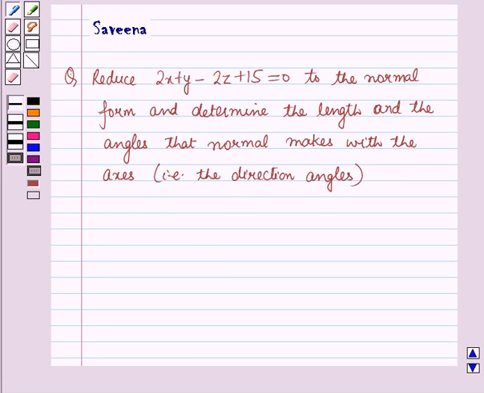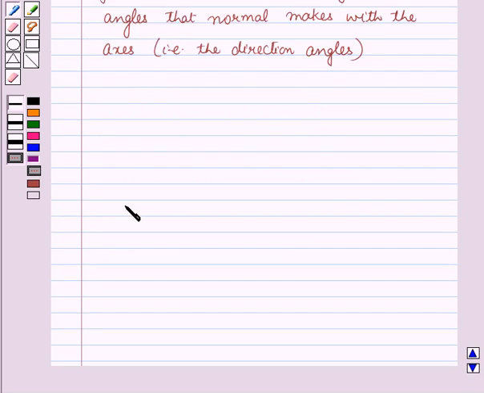Welcome to the session. In this session, we will discuss a question which says: reduce 2x + y − 2z + 15 = 0 to the normal form and determine the length and the angles that the normal makes with the axis, that is, the direction angles. Before starting the solution of this question, we should know a result, and that is the method to reduce the general equation of the plane to the normal form.